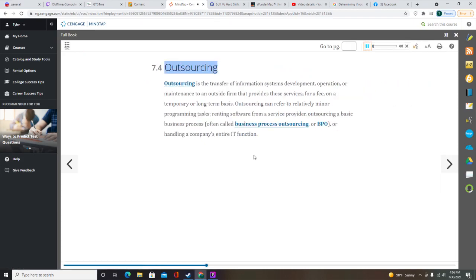Outsourcing. Outsourcing is the transfer of information systems development, operation, or maintenance to an outside firm that provides these services for a fee, on a temporary or long-term basis. Outsourcing can refer to relatively minor programming tasks, renting software from a service provider, outsourcing a basic business process, often called business process outsourcing, or BPO, or handling a company's entire IT function.